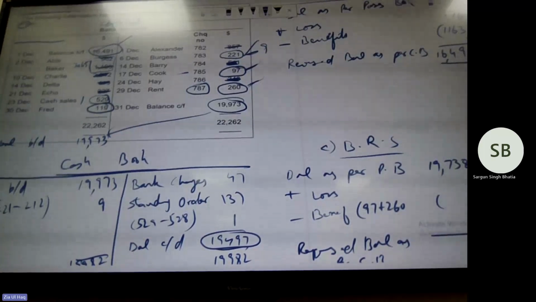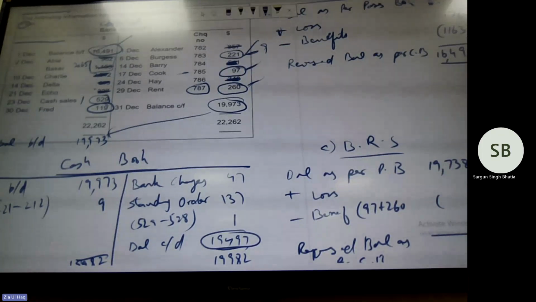This means we received 119 from a customer, and it's not credited to our bank account. It's on the debit side of the cash book, but not credited in the bank statement. Suppose we received a check from Fred, we recorded it on the debit side of the cash book and deposited the check to the bank, but it is still not cleared from the other bank.